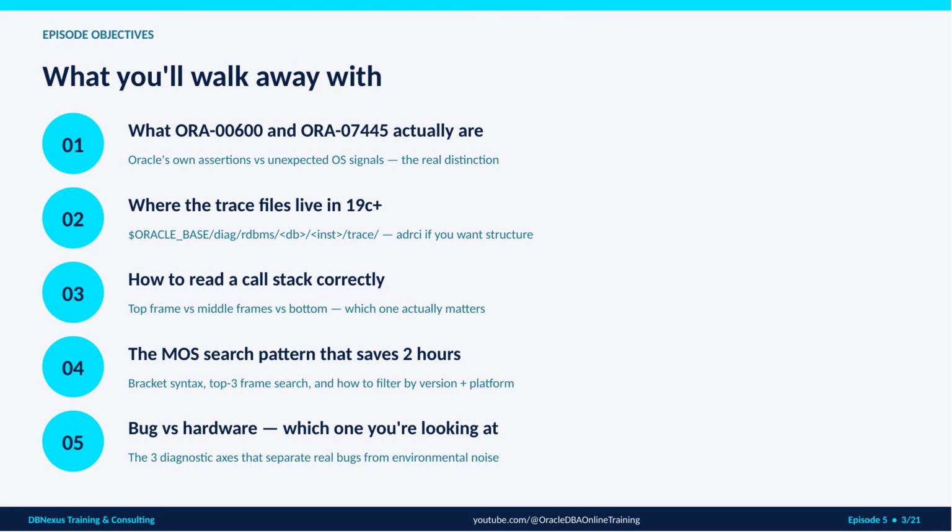Number 1, what ORA-600 and ORA-7445 actually are and why they're different. Number 2, where the trace files live in 19c and above, the exact path, the exact file names. Number 3, how to read a call stack correctly, which frame matters, which frames are noise. Number 4, the MOS search pattern that works, the bracket syntax, the 3 filters that save hours. And number 5, bug versus hardware, the 30-second test that tells you which one you're looking at. Okay, let's start with the basics.